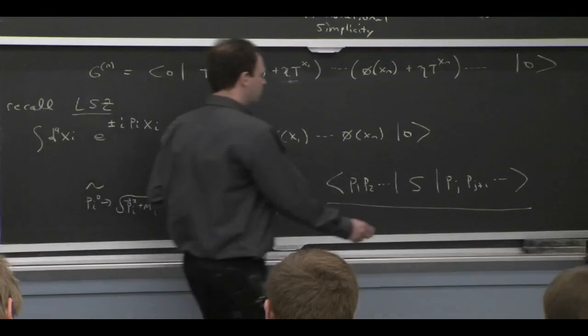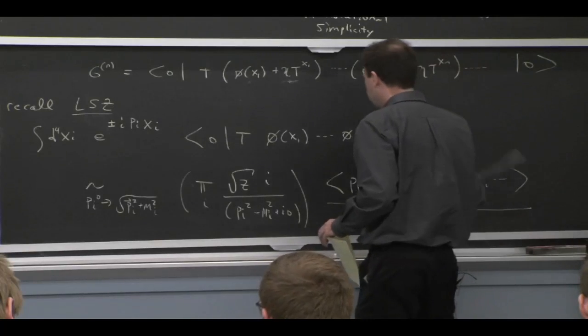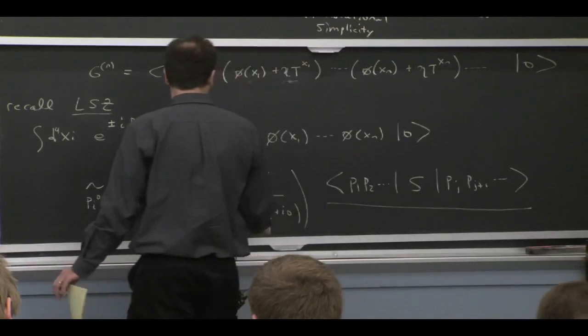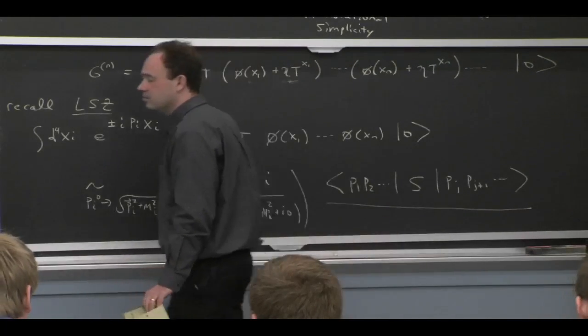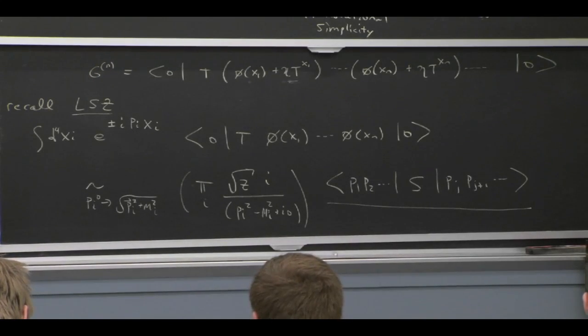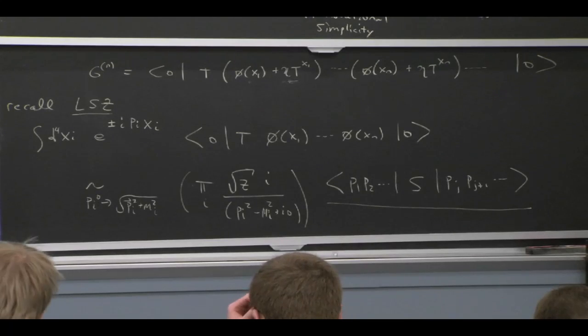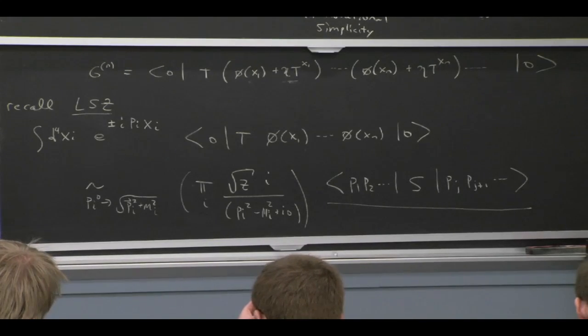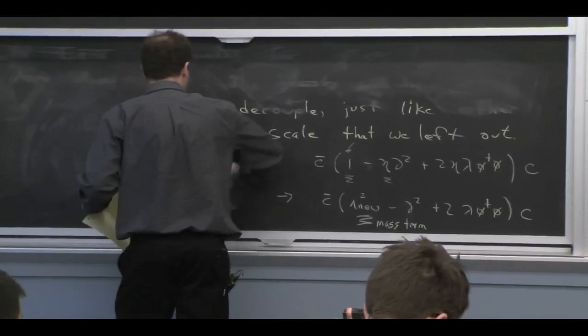So if I make changes to my theory and they affect this thing, but get canceled by this thing, as long as they don't affect this thing, we're OK. And the claim is that if we make this change to the source, it won't affect the matrix element of S, the S matrix.